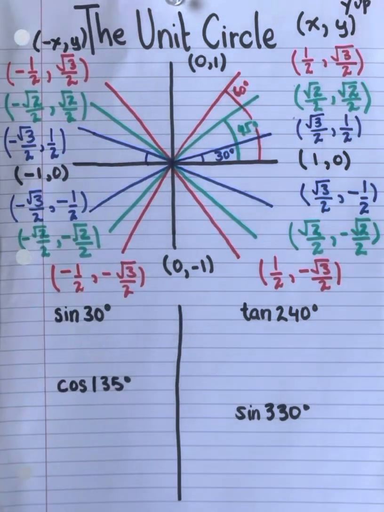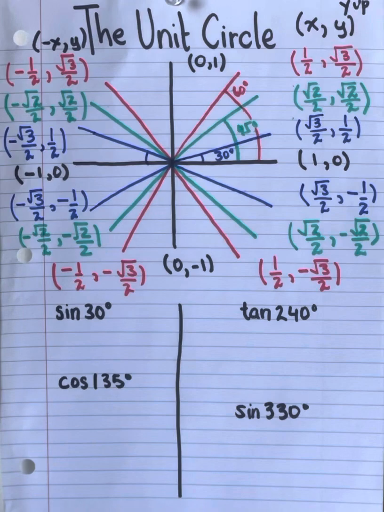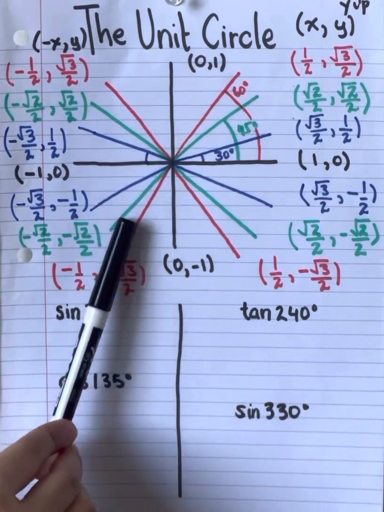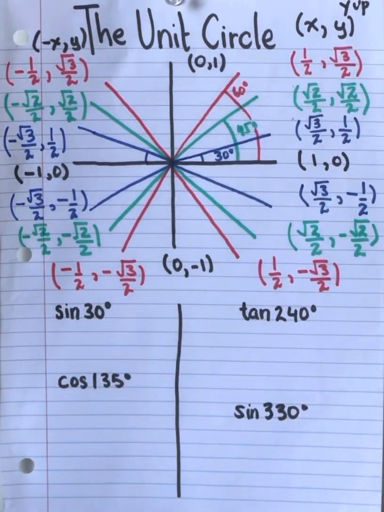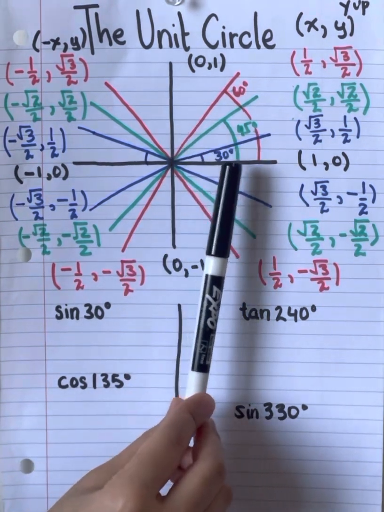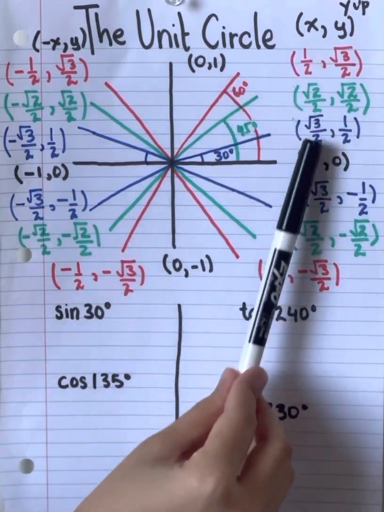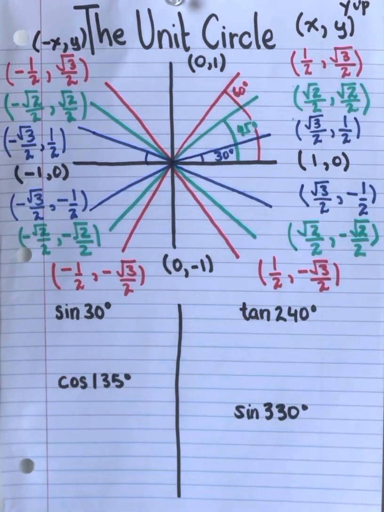Hi, in this video we are going to talk about the unit circle. The unit circle has a radius of 1 and it gives us 3 angles in each of its quadrants and their corresponding x and y coordinates. So in the first quadrant, it gives us the angles 30, 45, 60 and their respective x and y coordinates.